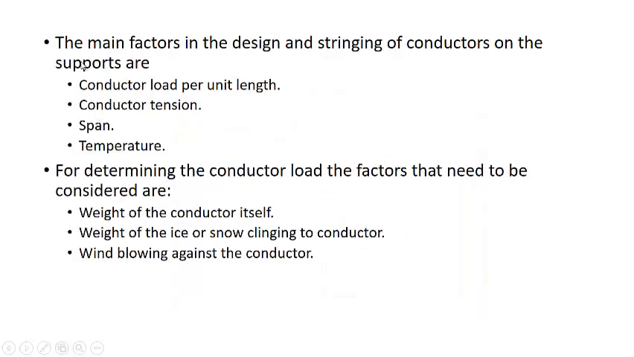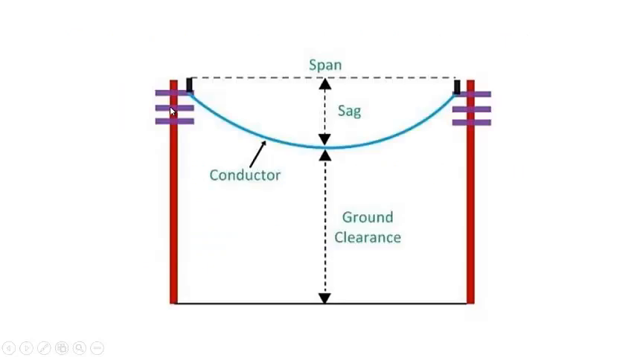So the main factors in the design and stringing of the conductors on the supports are conductor load per unit length, or in general, it may be taken as conductor weight. That's what conductor load is. Conductor tension is the tension that occurs between this point and this point.